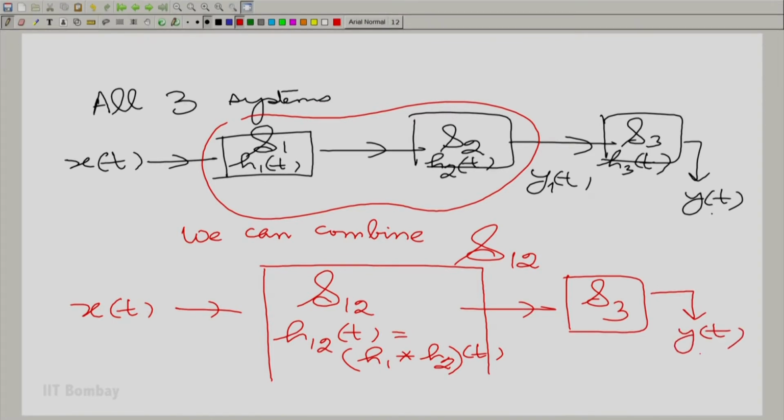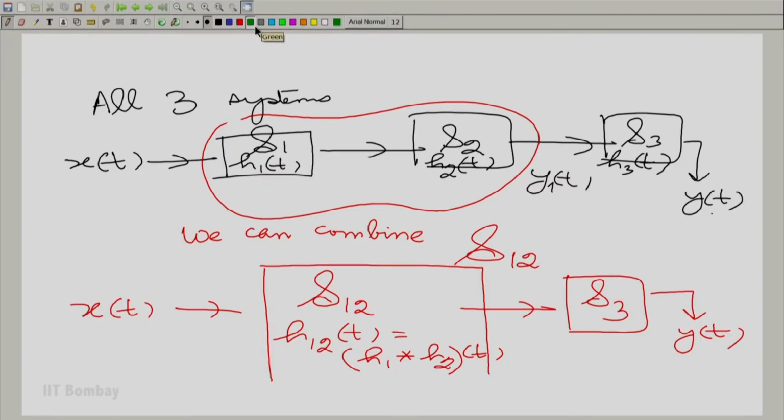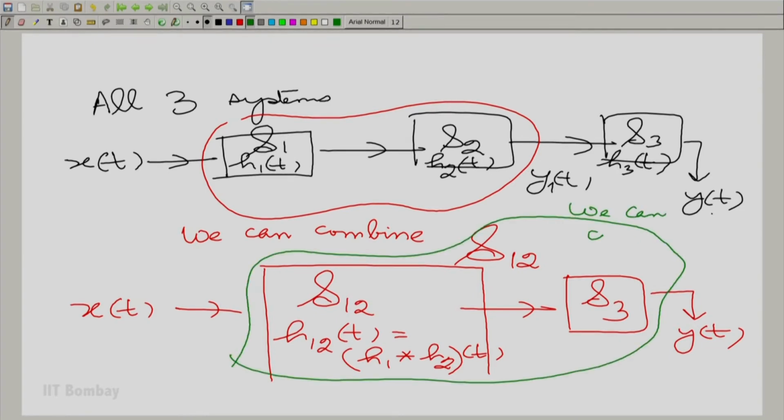Now, we shall show here that we can permute. So far, of course, we have combined two of the systems into one, and now again we have two systems in cascade. So, we can have the same argument. You can combine all the three systems into one system. We can do that. Let us do that now. We can combine this and this too by the same argument.